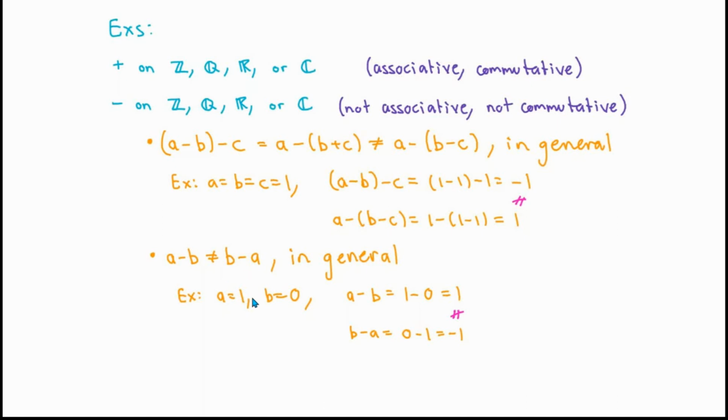But again, I think it's a good idea just to list out an example. So for example, if you take A equals 1 and B equals 0, then A minus B is not the same as B minus A. And that means that this binary operation is not commutative.